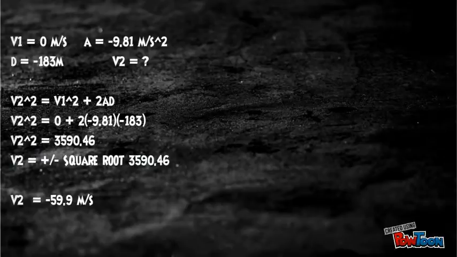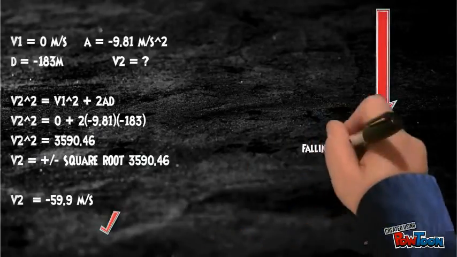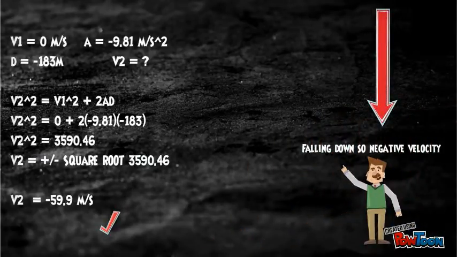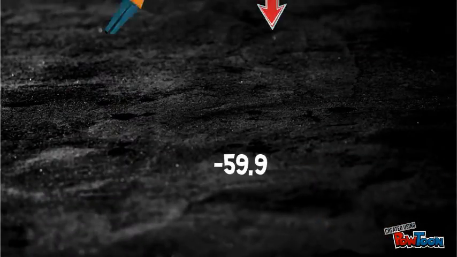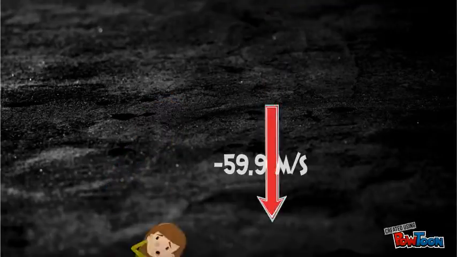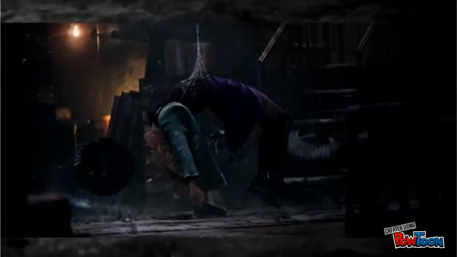For this equation, we know that her velocity will be negative as she is falling down towards the ground, so negative direction. At this point, we know that Gwen Stacy was falling at negative 59.9 meters per second, which is roughly 215 kilometers per hour, headed straight for the ground. As you saw in the movie, Spider-Man caught her with his web at the moment before impact.